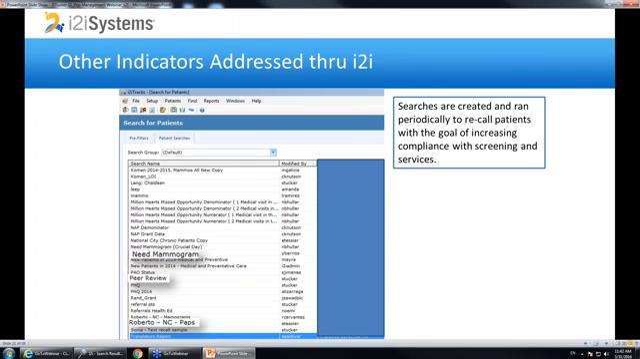Other indicators that we address through the system that we use are all what we need for screening, so mammo screenings, pap screenings, so that we're able to reach the goal. So we create searches that are run periodically that we call patients. The goal is to increase compliance and screening and services, so hopefully we are able to detect on time and eventually reduce the amount of patients that are going undiagnosed.